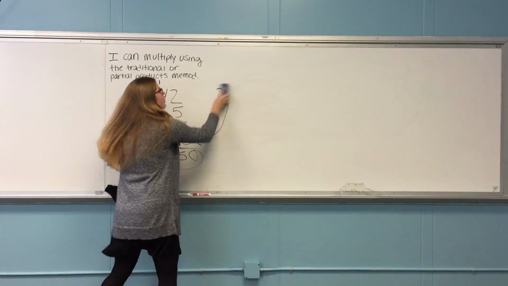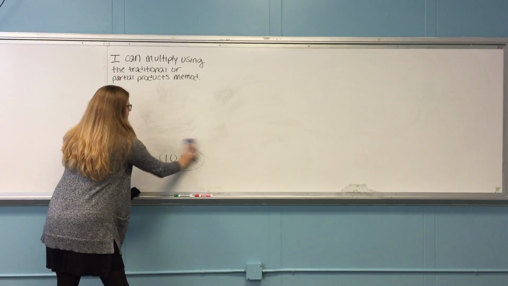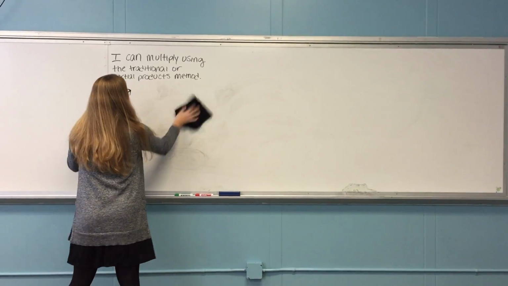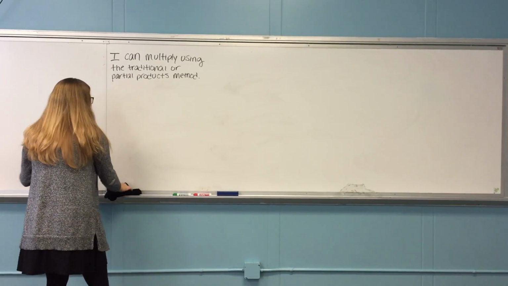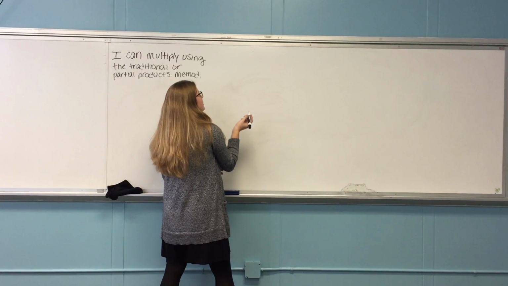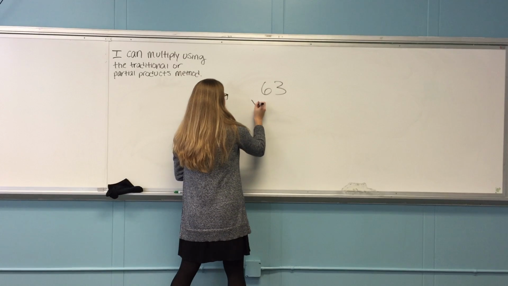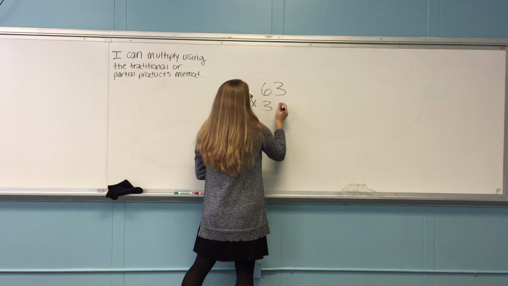I'll erase this and I'll give you one to practice on your own. If you're still a little confused, that's totally fine. Just follow along with me. Alright, we'll work over here. So we'll do 63 multiplied by 34.